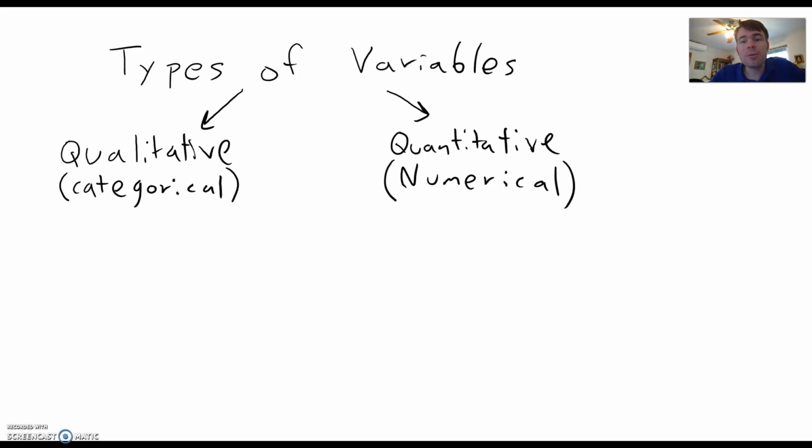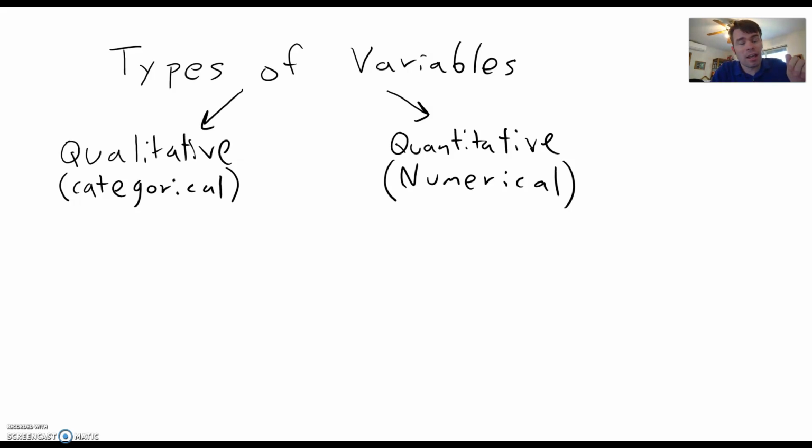Hi, in this video we're going to be talking about different types of variables. Now in statistics, a variable of course is a characteristic that an individual might have. That characteristic can be categorized based on what sort of possible outcomes there are.